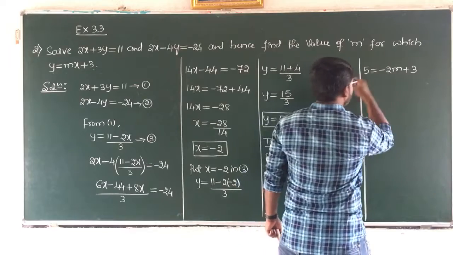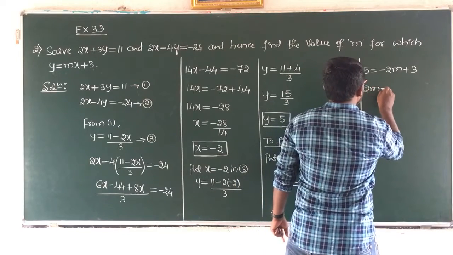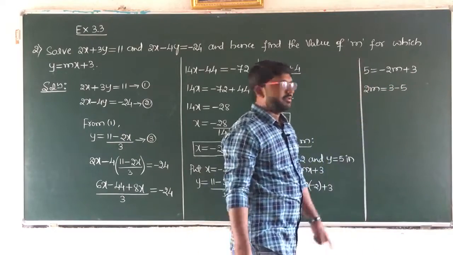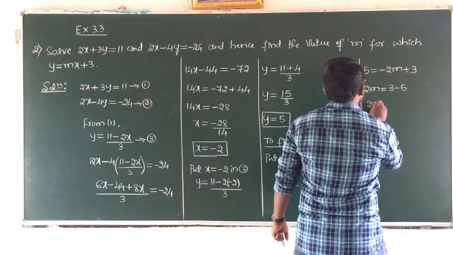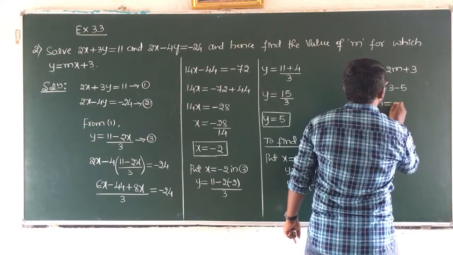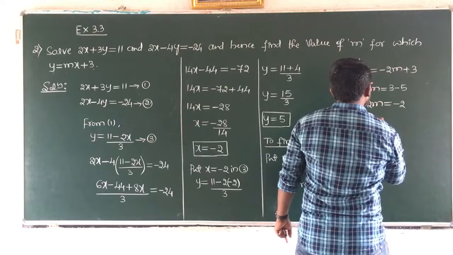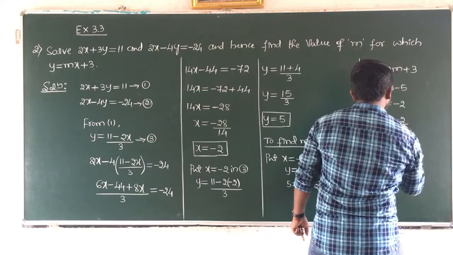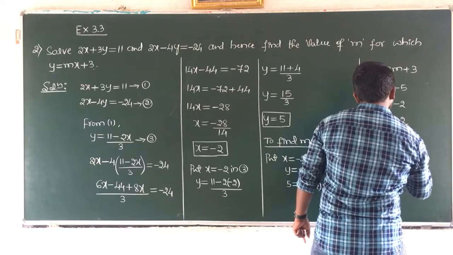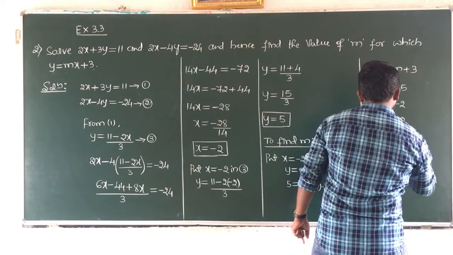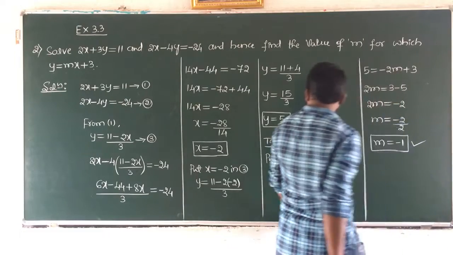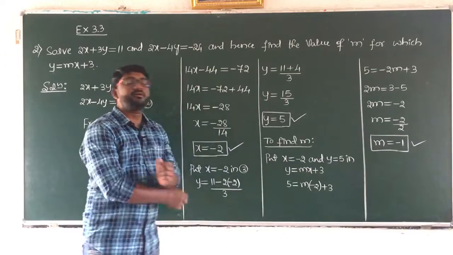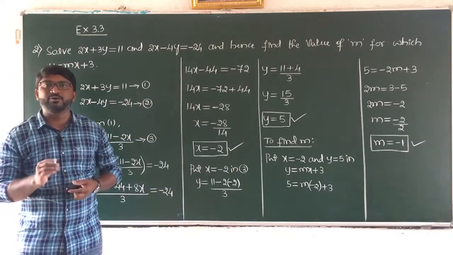So take minus 2m to the RHS, it becomes plus 2m, and then 5 to the RHS, it becomes minus 5. 3 minus 5. So now 2m is equal to minus 2, then m is equal to minus 2 divided by 2, then m is equal to minus 1. So this is the value of m, and here we have the value of y, and here we have the value of x. So this is all about the second main question. So pause the video to note it down.